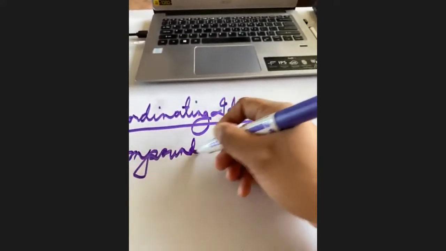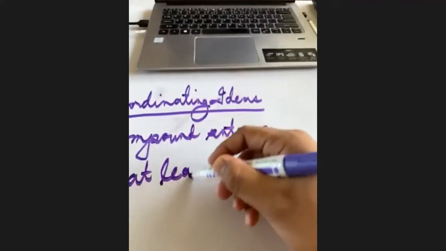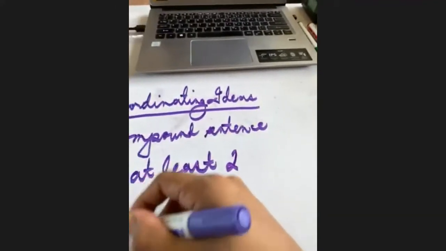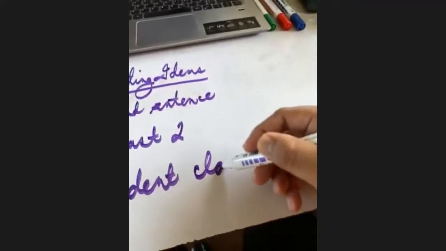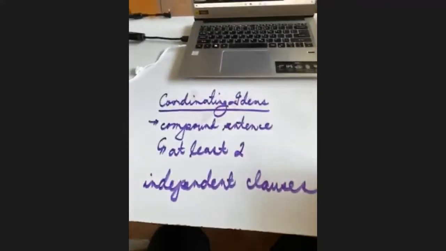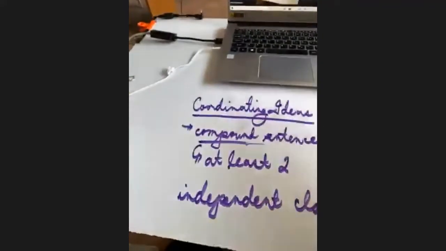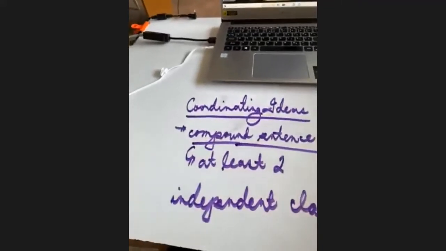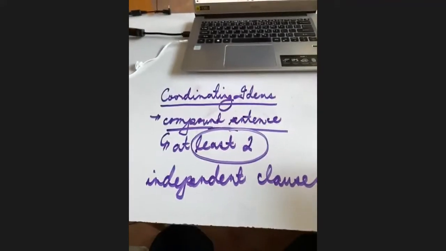So what do we find in a compound sentence? Compound sentences are created by combining at least two independent clauses. So please take note of that. When we coordinate ideas, we actually create a compound sentence, and a compound sentence is composed of at least two independent clauses.